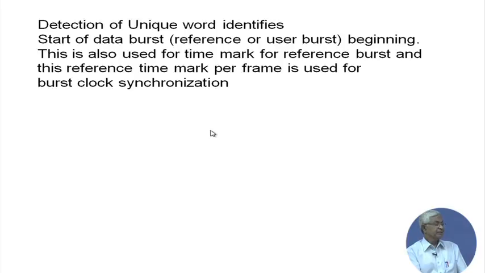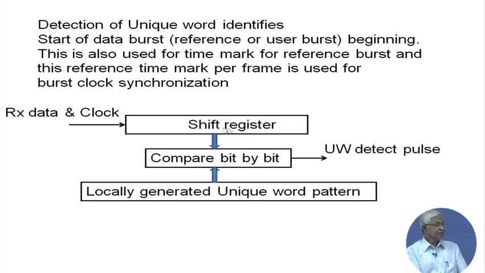But your detection of the unique word is important. How is it done? You put the received data and clock it into a shift register, and you know the unique word pattern transmitted. It is known to all stations. So, locally generate the unique word and keep it in a register and compare the received pattern with this local unique pattern bit by bit, and you get a unique word detection pulse. Simple, it is mostly known to you.